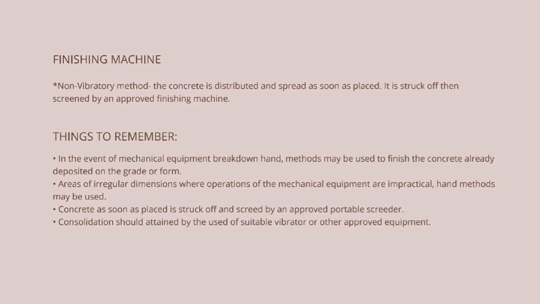Things to remember. Hand finishing. First, in the event of mechanical equipment breakdown, hand methods may be used to finish the concrete already deposited on the grade or form. Second, areas of irregular dimensions where operations of the mechanical equipment are impractical, hand methods may be used. Third, concrete as soon as placed is struck off and screeded by an approved portable screeder. And last is consolidation should be attained by the use of a suitable vibrator or other approved equipment.